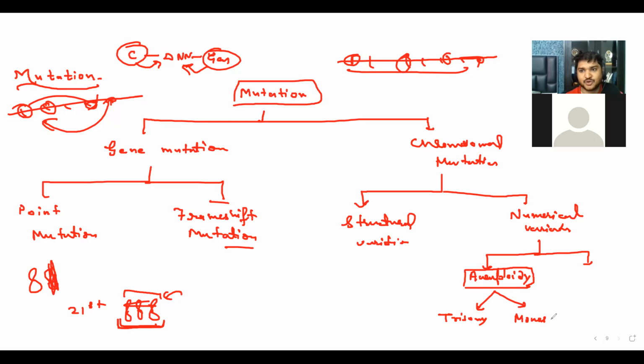Monosomy. So trisomy and monosomy you have to remember.